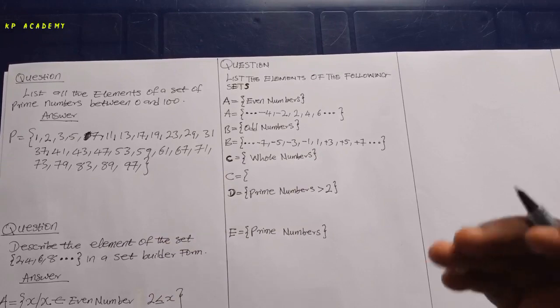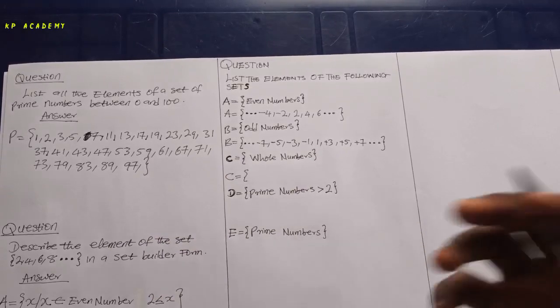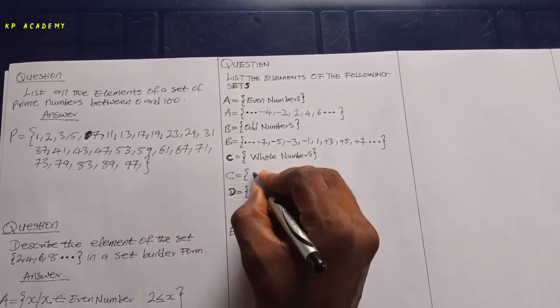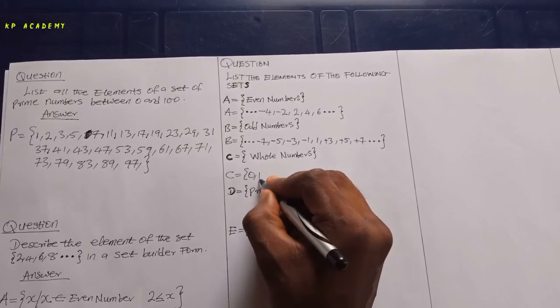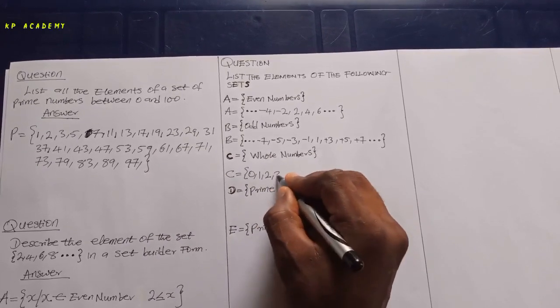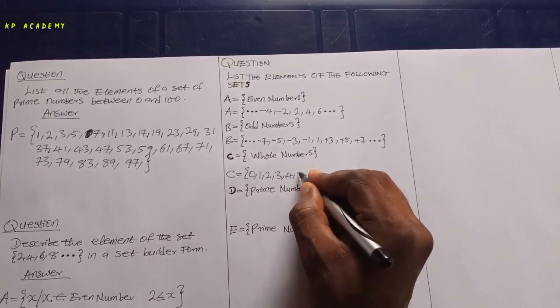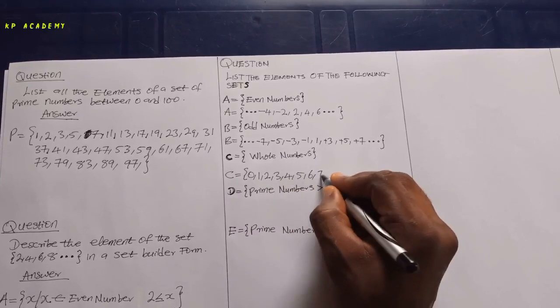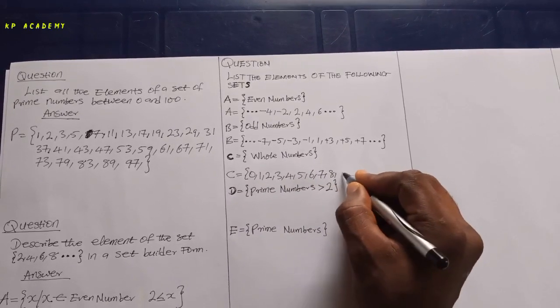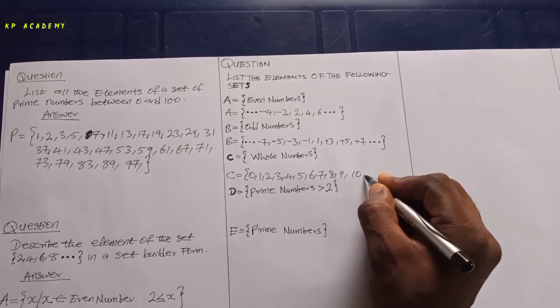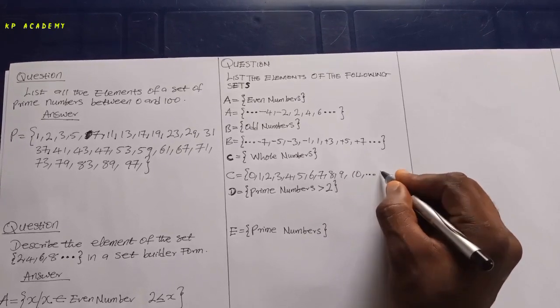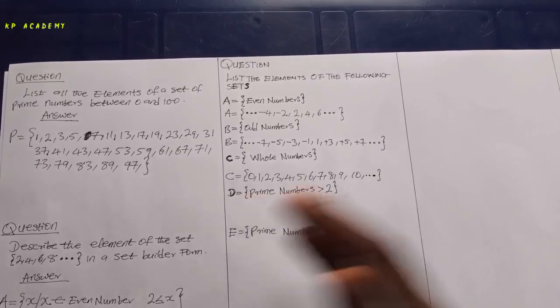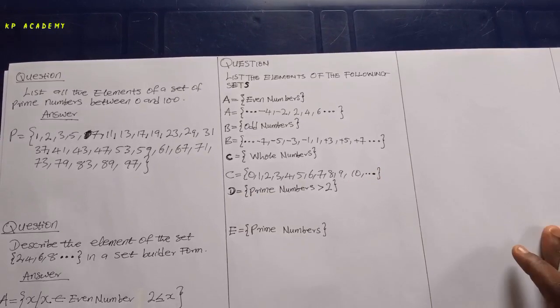So when you talk about the set of whole numbers, it is also an infinite set. So it's going to start from 0, comma, 1, comma, 2, 3, 4, 5, 6, so on and so forth, 7, 8, 9, 10, and so on and so forth. All right, so the set continues infinitely, hence an infinite set.